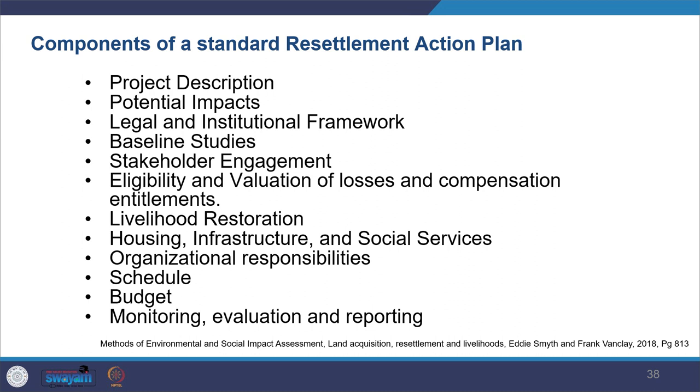And then you have to give information on livelihood restoration, how you're restoring it, and how you're restoring the housing, infrastructure and social services. So you need to give a housing plan, infrastructure plan, and social plan. Further, you also need to give special assistance to vulnerable groups. So what kind of assistance you would give to vulnerable groups, people of different gender, ethnicity, age, mental disability, economic disadvantage or social status. So all this has to be given.